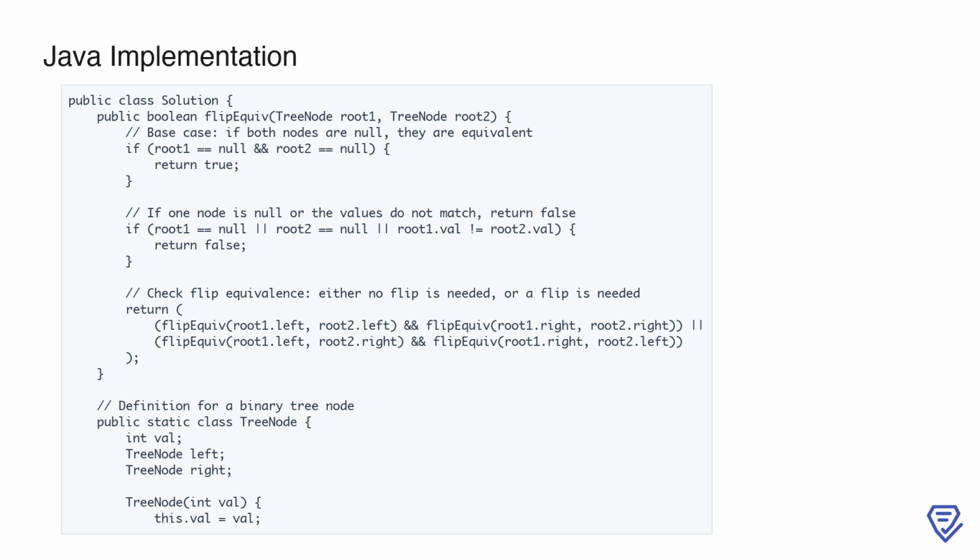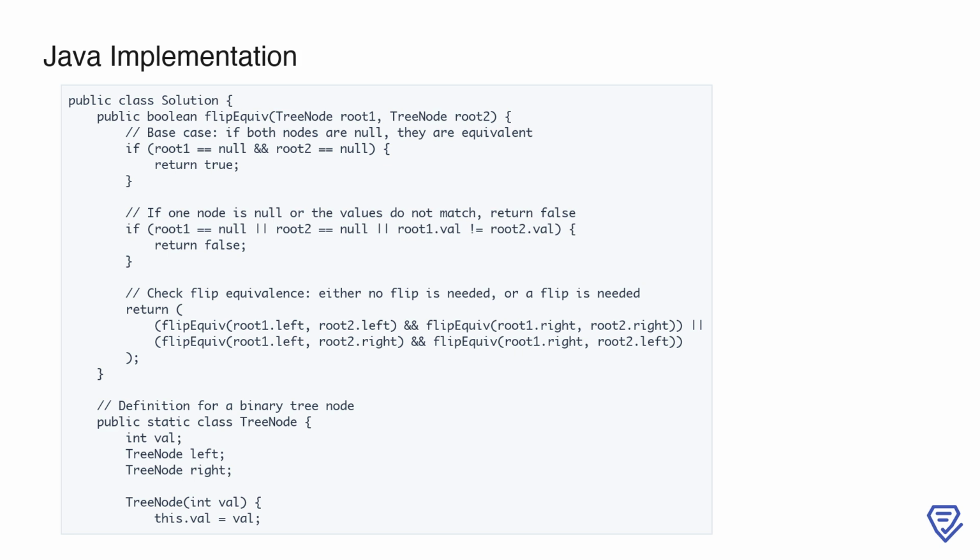Here, we begin defining the Java solution for checking if two binary trees are flip equivalent. The method flipEquiv takes two parameters, root1 and root2, which are the roots of the two trees we want to compare. First, we handle the simplest case. If both nodes are null, meaning we've reached the end of both trees simultaneously, they are considered equivalent, so we return true. Next, we account for cases where one node is null, or the values of the two nodes don't match. In either situation, the trees cannot be equivalent, so we return false.